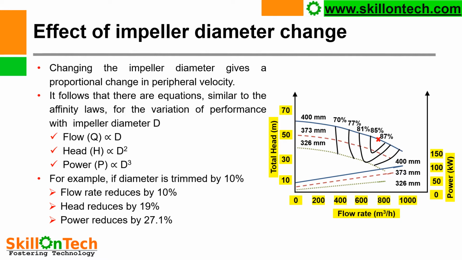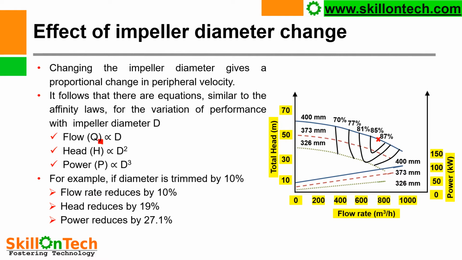You can see a graph between head, flow and power. All HQ characteristic curves are shown, where characteristic curves of different diameter impellers are plotted against head and flow, and similarly with respect to power requirement. Changing the impeller diameter gives a proportional change in peripheral velocity. It follows that there are equations similar to affinity laws for the variation of performance with impeller diameter D.